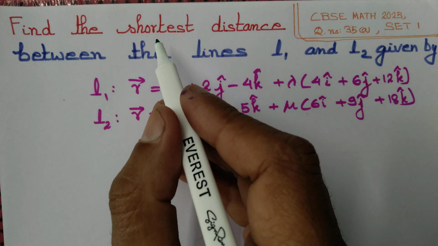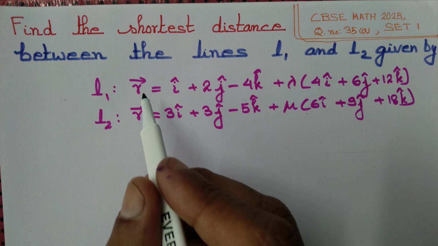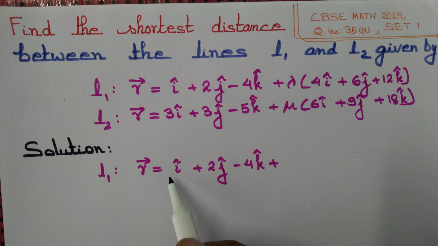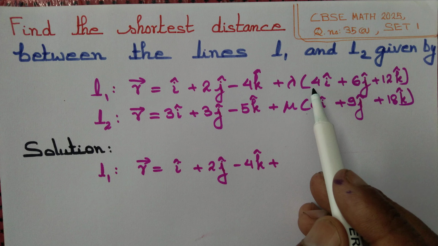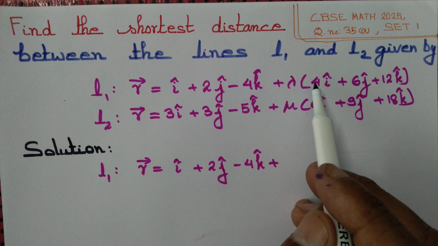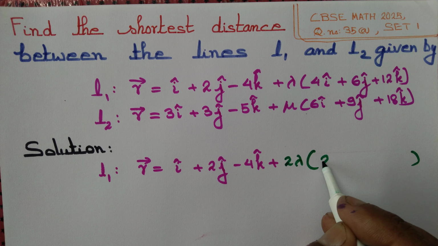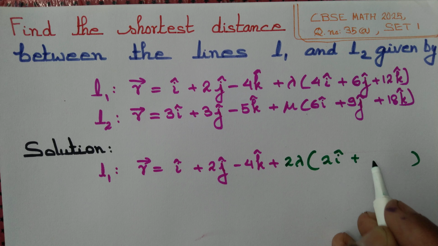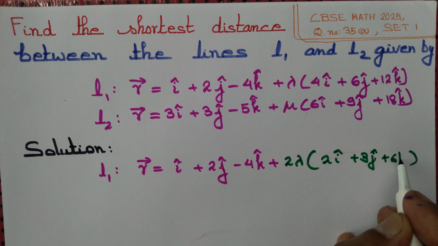Let us find the shortest distance between the lines L1 and L2 given below. We got the first line that passes through the point i plus 2j minus 4k and in the direction of 4i plus 6j plus 12k. Let's take 2 common from this expression. When we do so, we are left with 2i plus 3j plus 6k.